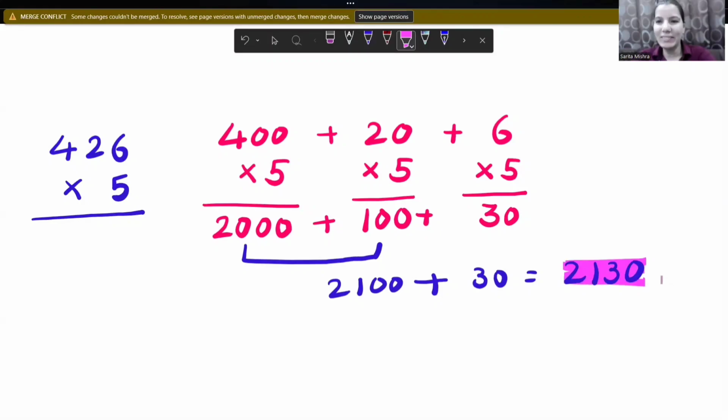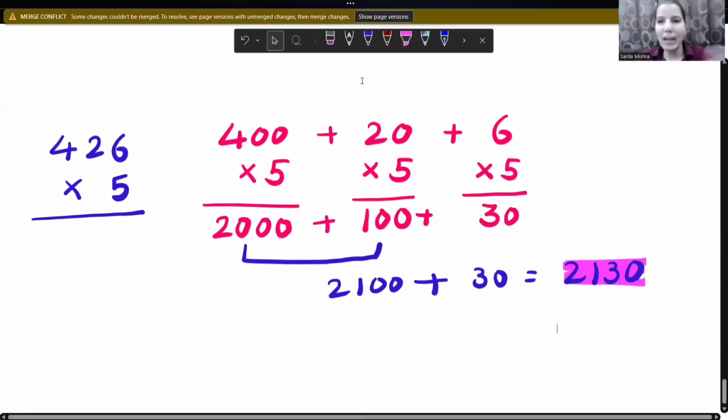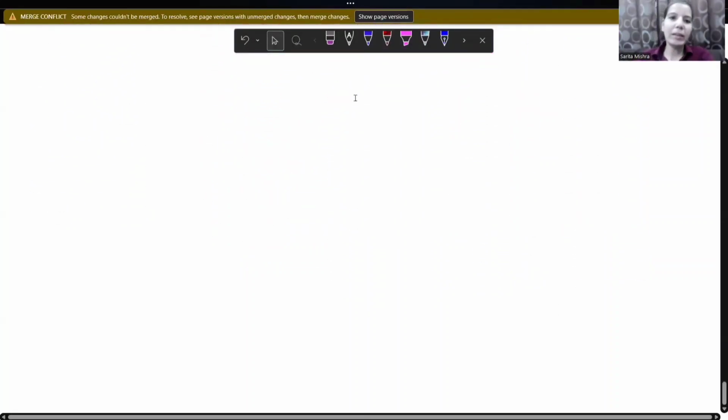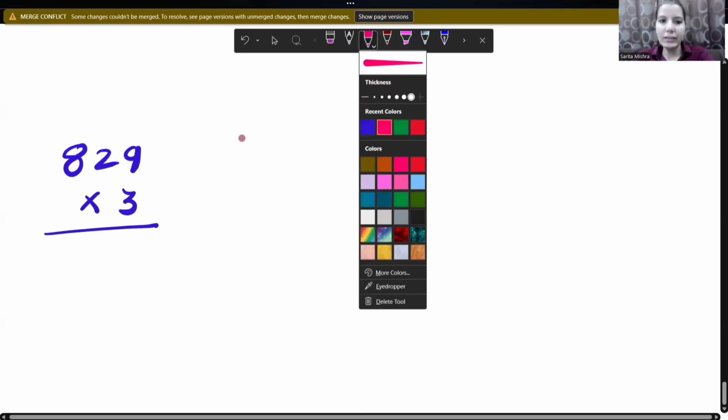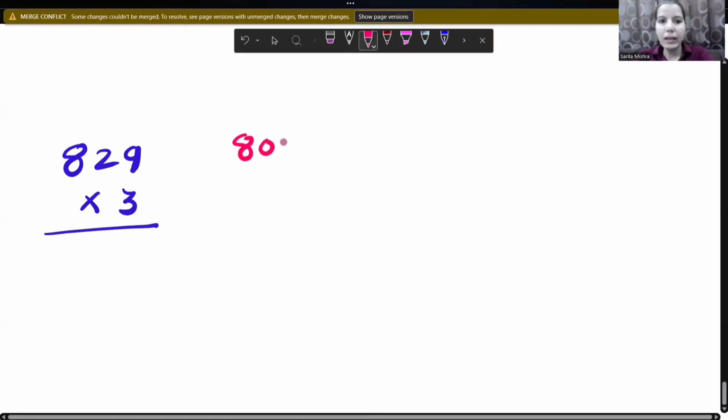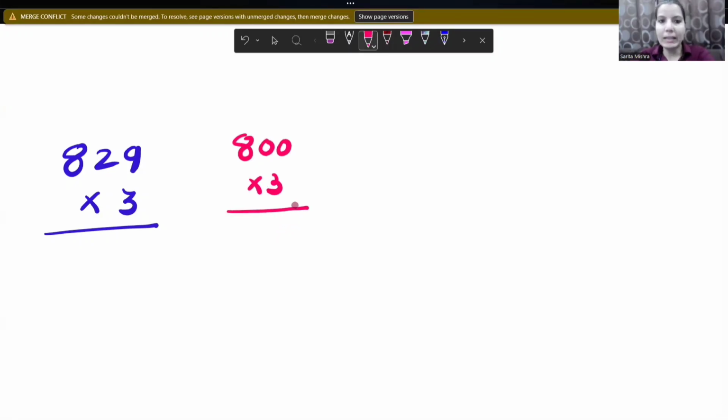Isn't it amazing? Now let's skip some of the steps and try to get the answer in our mind. Let's have some more practice questions. So imagine we have to do 829 times 3. How can we do this? So just think in your mind 800 times 3.